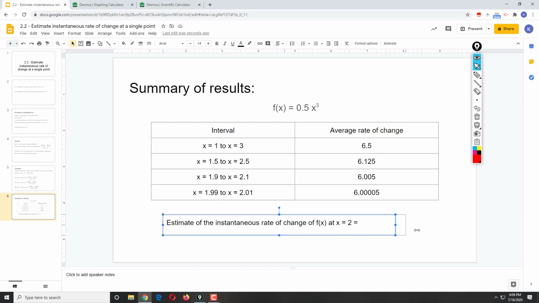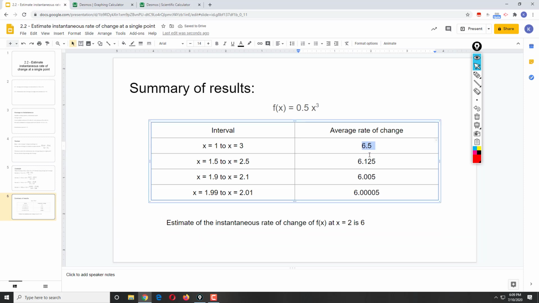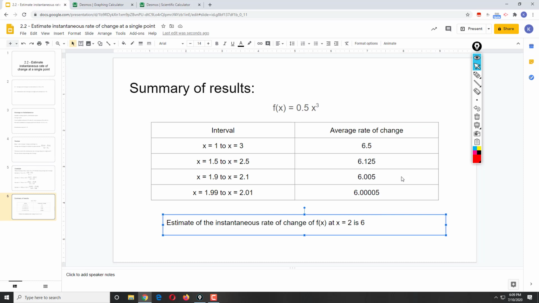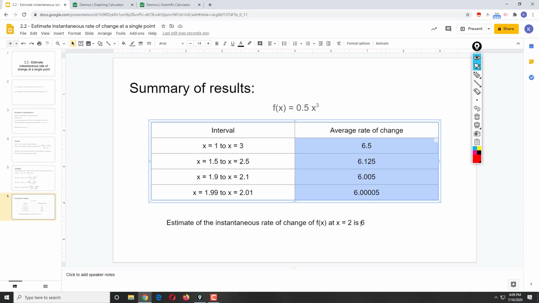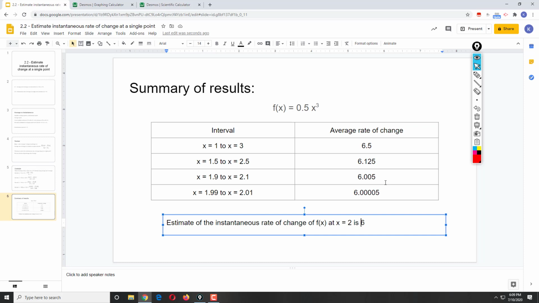So we can estimate that the instantaneous rate of change of f of x at x equals 2 has to be probably around 6. It's still a guess. We haven't proven that this is true, but this is getting closer and closer to 6. 6.5, 6.125, 6.005, 6.00005. We can say that the limit of this sequence of numbers seems to be 6, going back to unit 1.